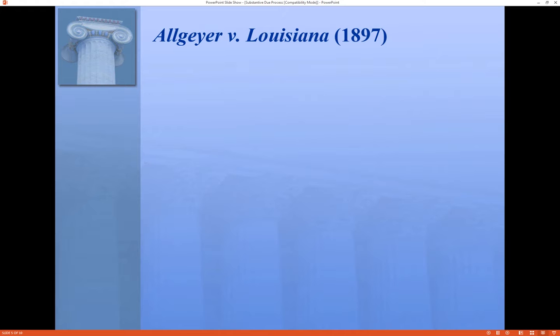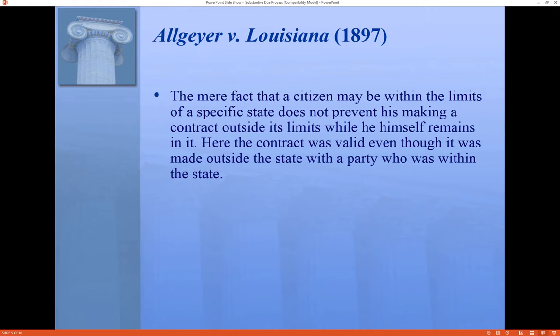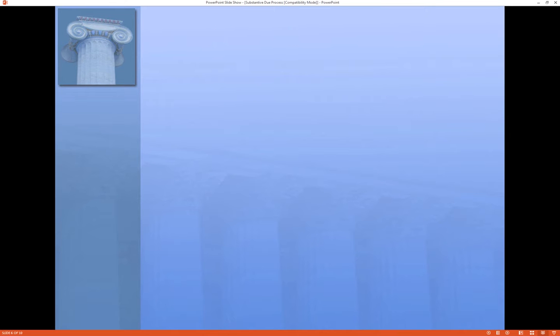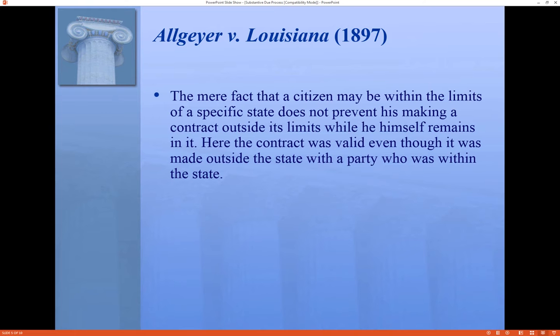In a case called Allgeyer versus Louisiana, the court states that the mere fact that a citizen may be within the limits of a specific state does not prevent his making a contract outside its limits while he himself remains in it. Here, the contract was valid even though it was made outside the state with a party who was within the state. So this case dealt with making a contract of purchasing an insurance policy, and the state of Louisiana was attempting to regulate the insurance industry because they were also causing fraud. They attempted to negate this insurance contract, saying you can't purchase insurance from companies incorporated outside the state. The court struck down that Louisiana regulation, saying that a citizen has a right to make contracts with companies to get the best rate possible.